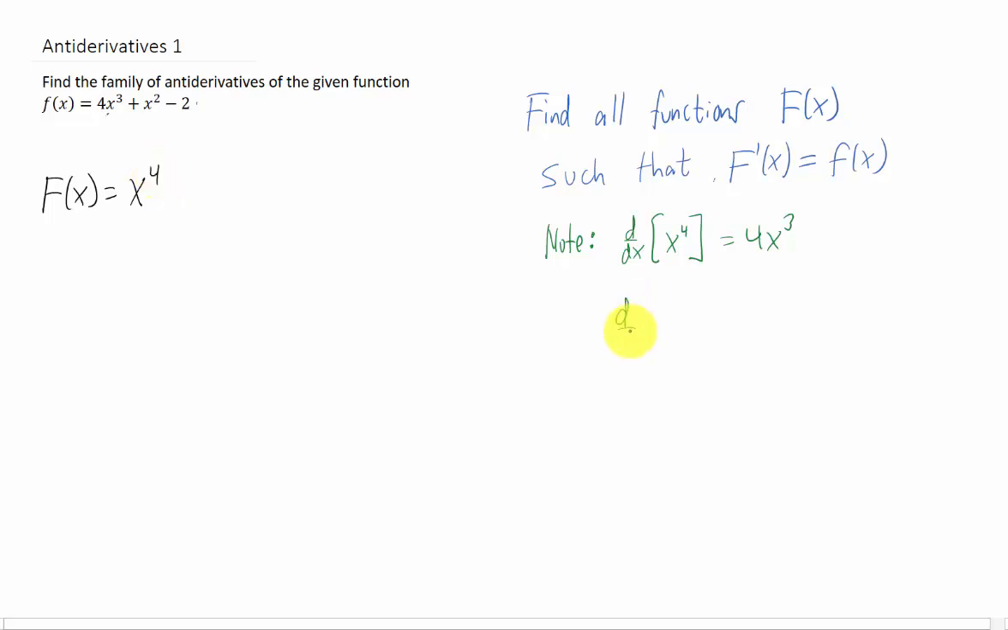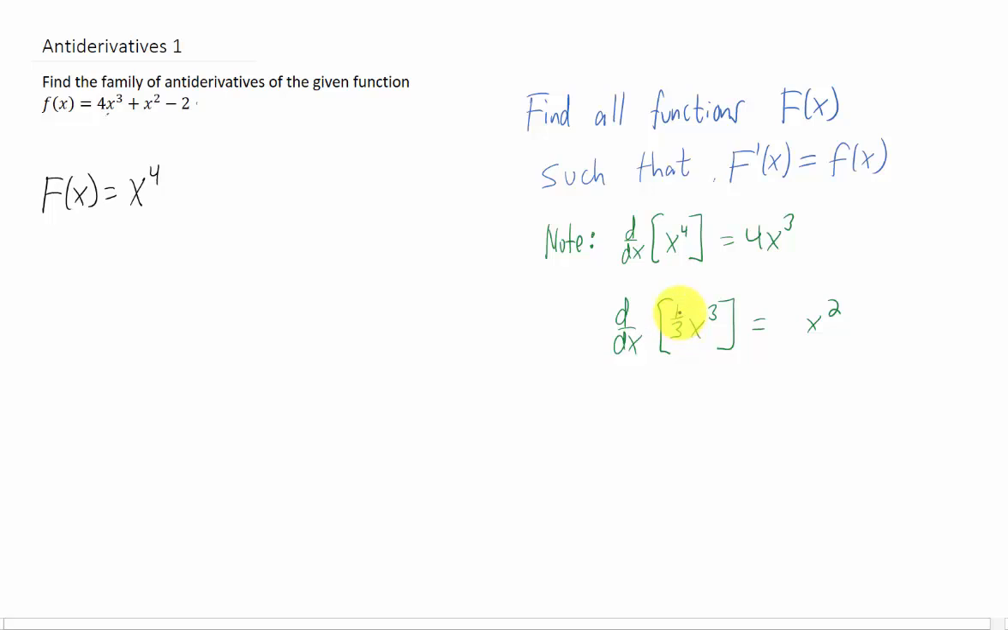Now we can also recall that the derivative of x cubed is 3x squared. But that's not exactly what we want. We want a function whose derivative is just x squared without the 3 here. So how do we make that happen? Well, what you would do is just divide both sides by 3, or just put a 1/3 here.